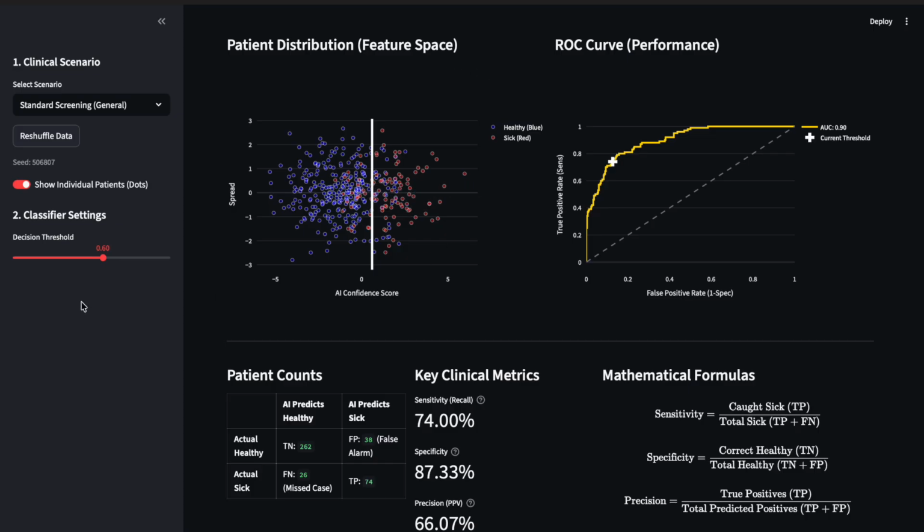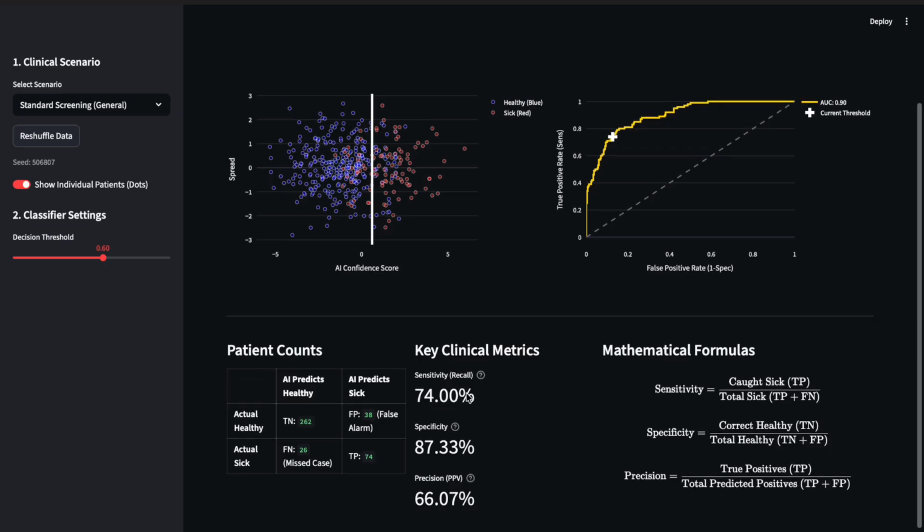And so right now, this is the confusion matrix. The model predicts that it will be sick, so that it is red. So everything to the right of this line will be sick, and everything to the left will be healthy. Actually sick and predicted sick, true positive, is 74. This is false alarm, missed cases, and true negative 262. And that's what we have.